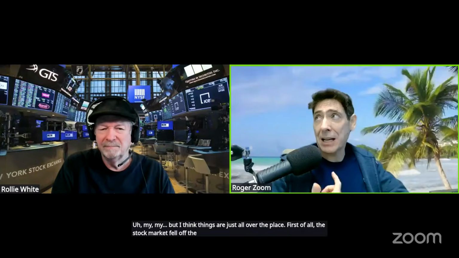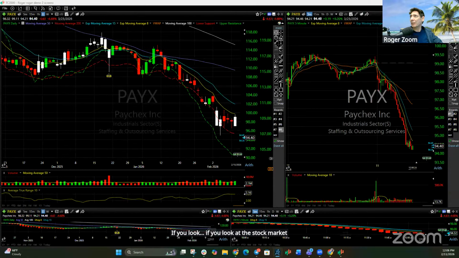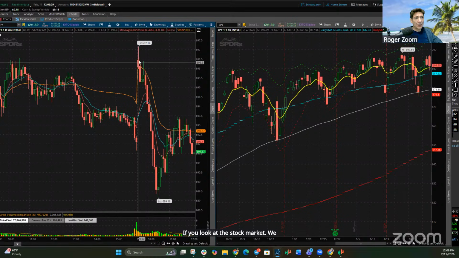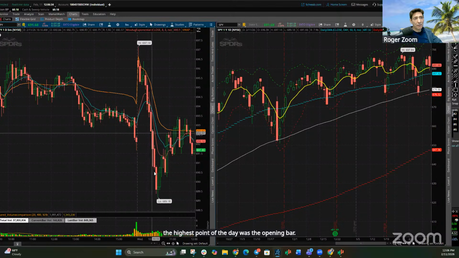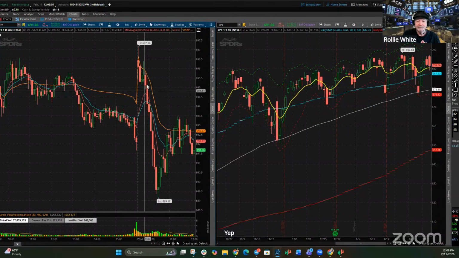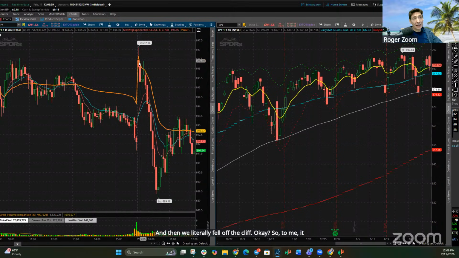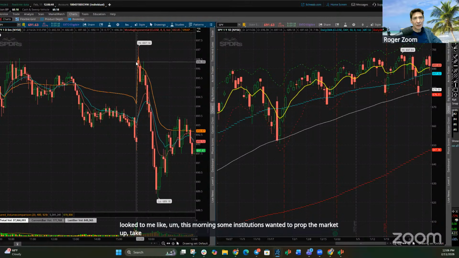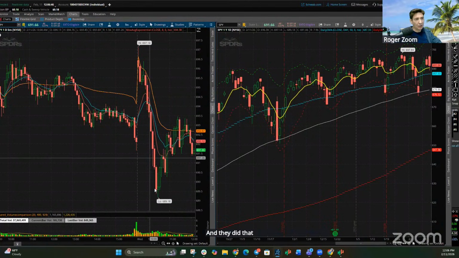First of all, the stock market fell off the cliff 15 minutes after it opened. Okay, so here, let me just share my screen with you. If you look at the stock market here, we gapped up. The highest point of the day was the opening bar, and then we literally fell off the cliff. To me, it looked like this morning some institutions wanted to prop the market up, take a little profit, and they did that, and then we followed the bond market.